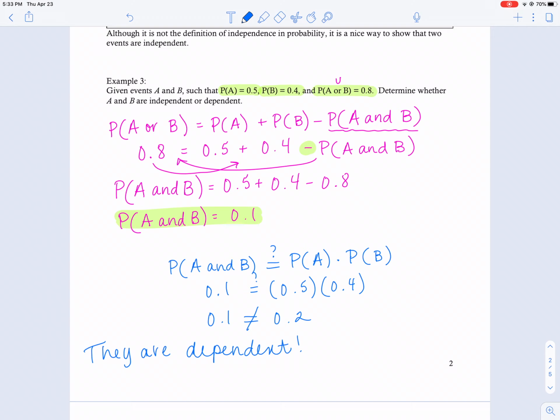Okay, they are clearly dependent. They don't equal. They are independent if the probability of A and B equals the probability of A times the probability of B. Okay, it's a lot of work.